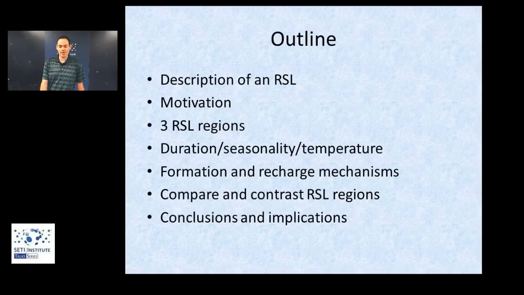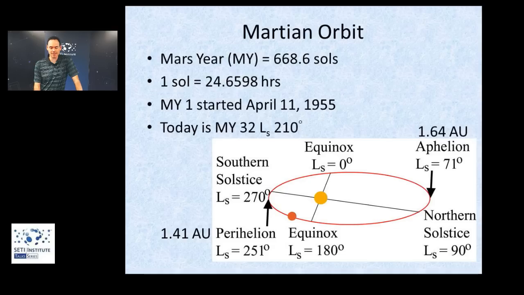So the outline of this talk is first I'm going to describe what an RSL is, and some background on Mars. Then we'll go into the motivation for doing this work. Then we're going to pull out 3 RSL regions and look at their duration, seasonality, and temperature. We'll look at the formation and recharge mechanisms of each one of these regions. And then we'll compare and contrast RSL regions. And lastly, we'll do some conclusions and implications.